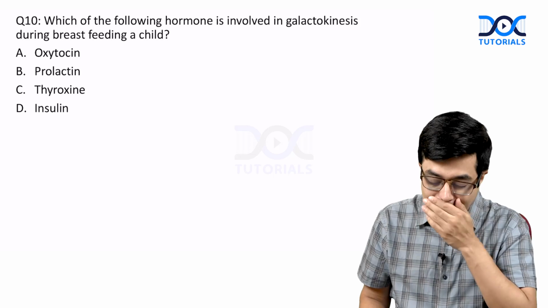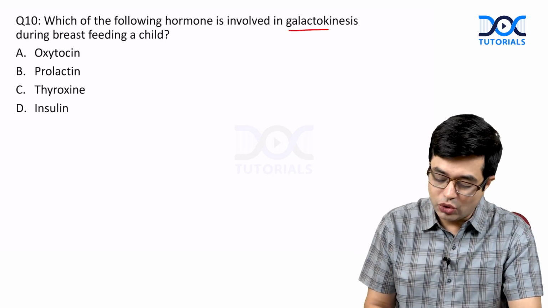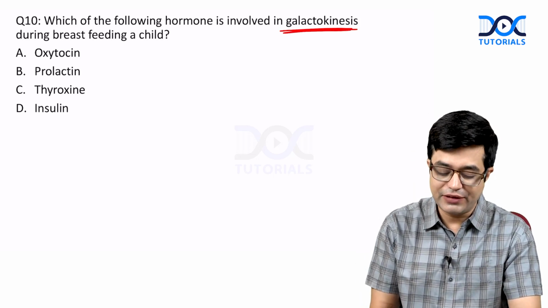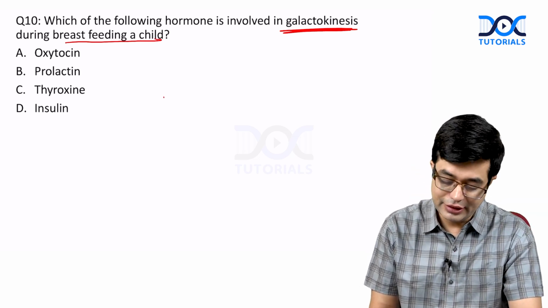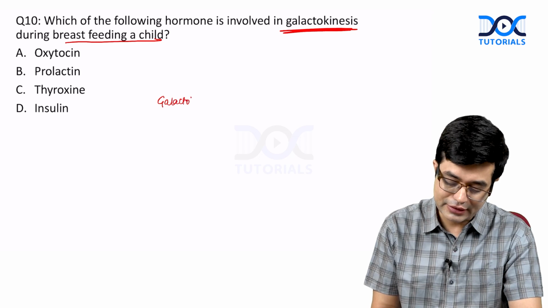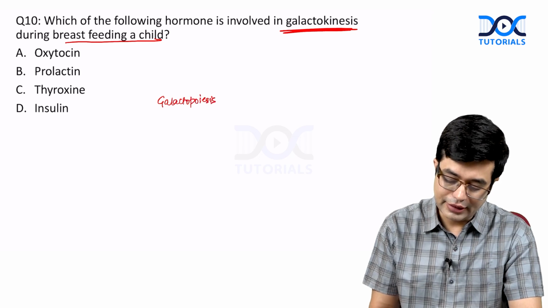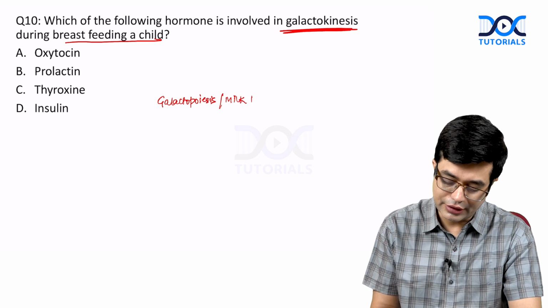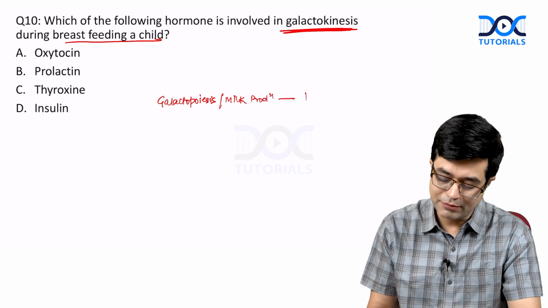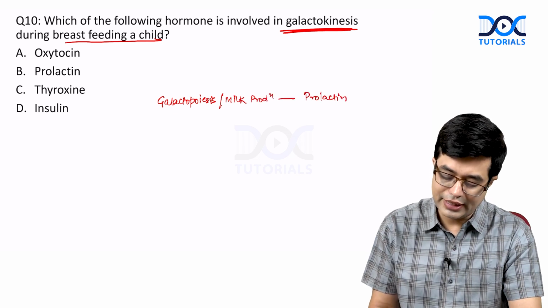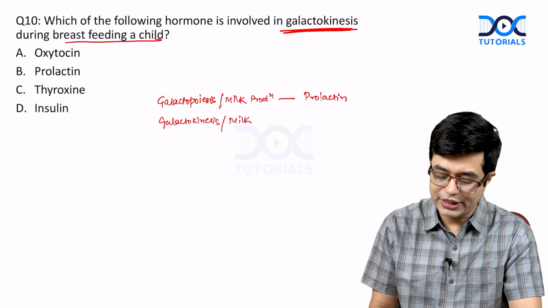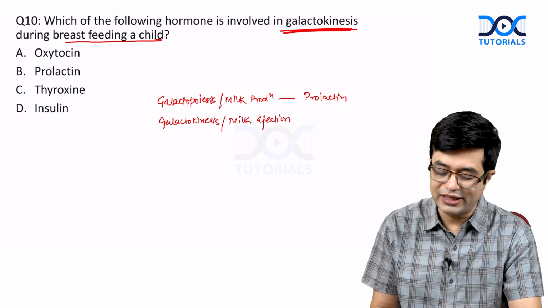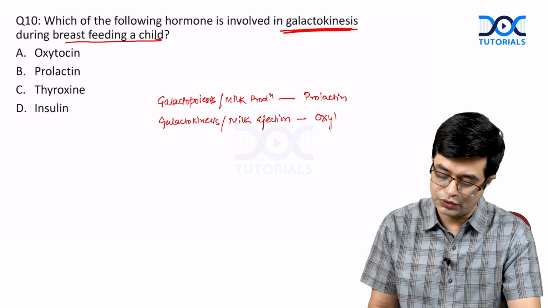Question number 10. Which of the following hormone is involved in galactokinesis during breastfeeding in a child? Now there are two parts, milk production and secretion. We have galactopoiesis, that is production. Galactopoiesis or milk production is controlled by a hormone known as prolactin. On the other hand, galactokinesis is caused by active movement of the milk outside the breast through the nipple, that is milk ejection, which is produced by oxytocin.